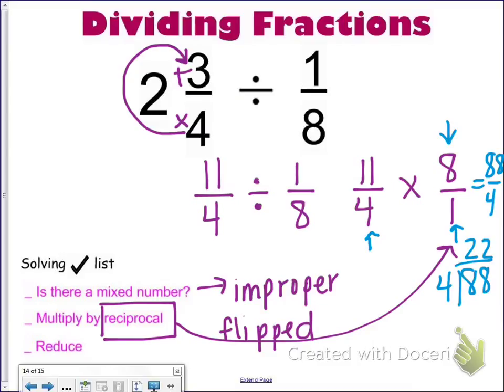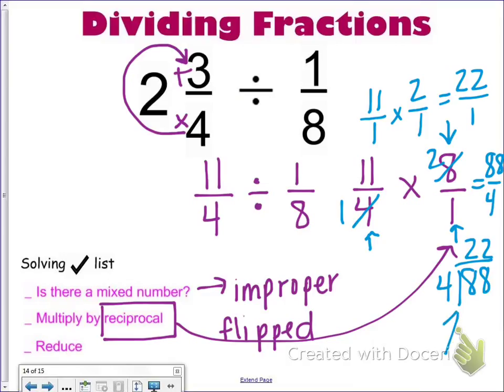The common factor is the number 4. So if I cross this 4 out, 4 goes into 4 once, 4 goes into 8 twice. Now I have simplified it up front instead of simplifying it at the end. So now my new one looks like 11/1 times 2/1, which is 22/1, which again simplifies down to this number that we did right here of 22.